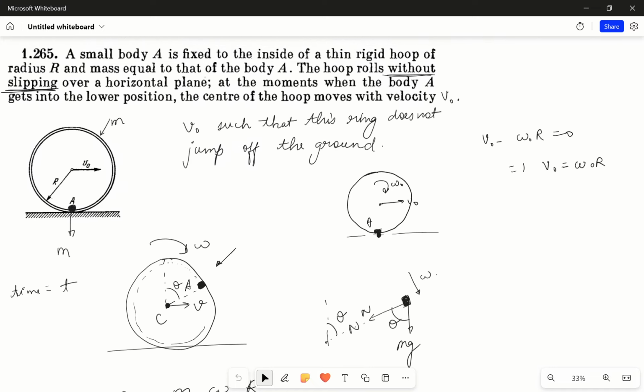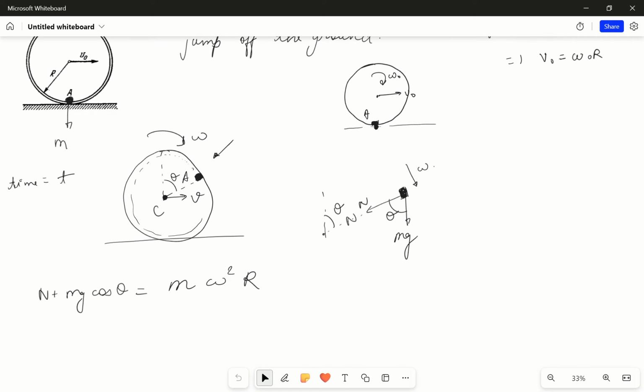This ring is still rotating without slipping on the ground, right? So the velocity of this point, let's name it b, would be 0 again in this situation also. So what we can say is v minus omega r equals 0. So omega r equals v.